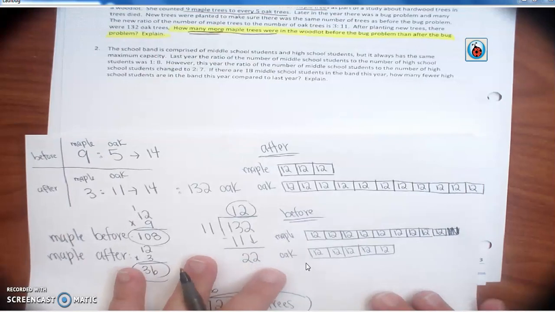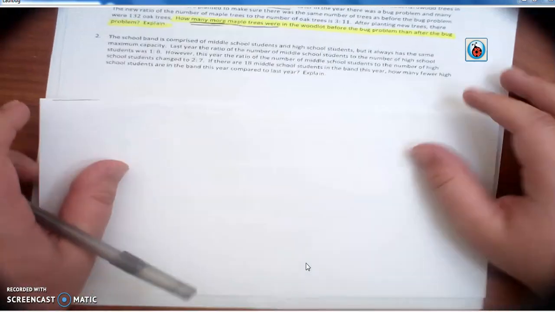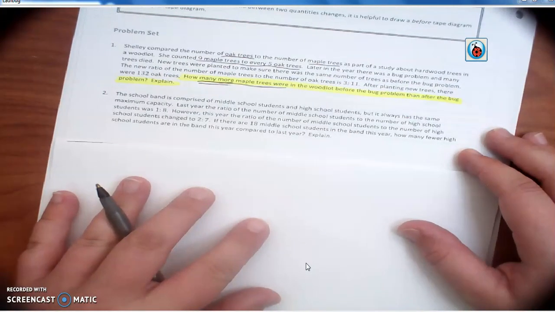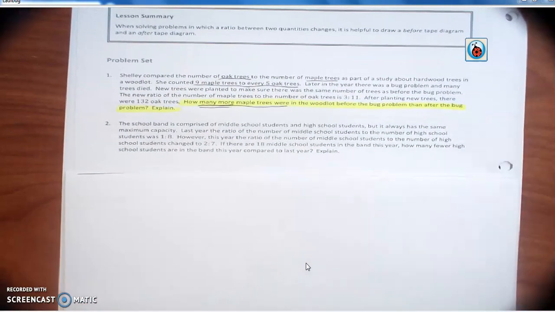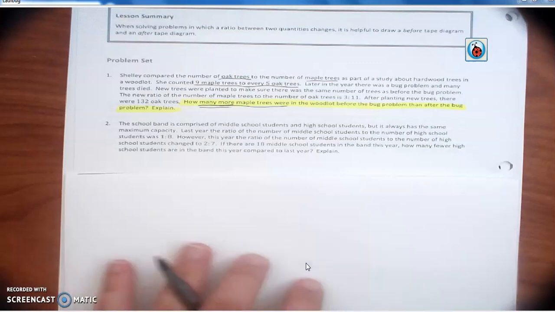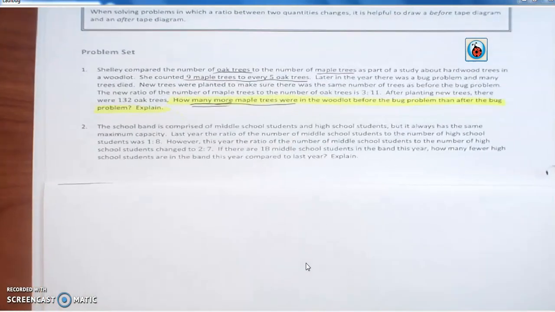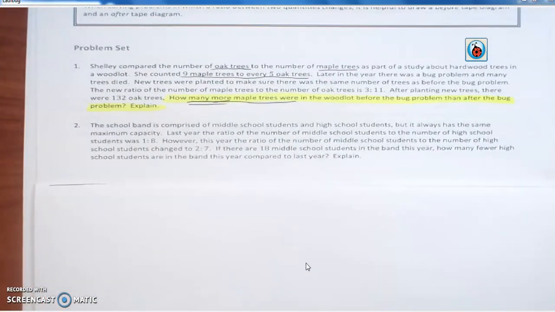Okay, so this problem says, the school band is comprised of middle school students and high school students, but it always has the same maximum capacity. That means there's always the same number of kids in band, even though some of them are middle school, some of them are high school.